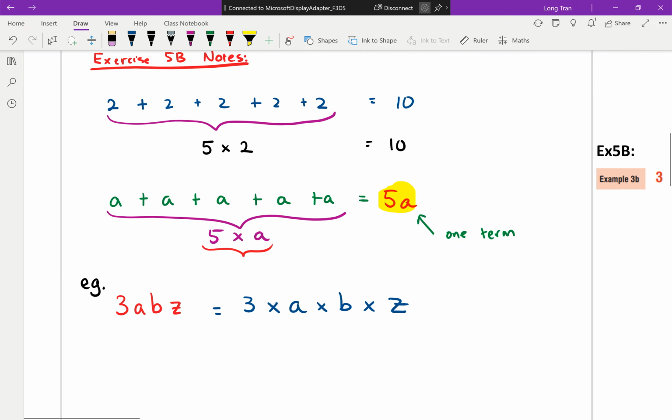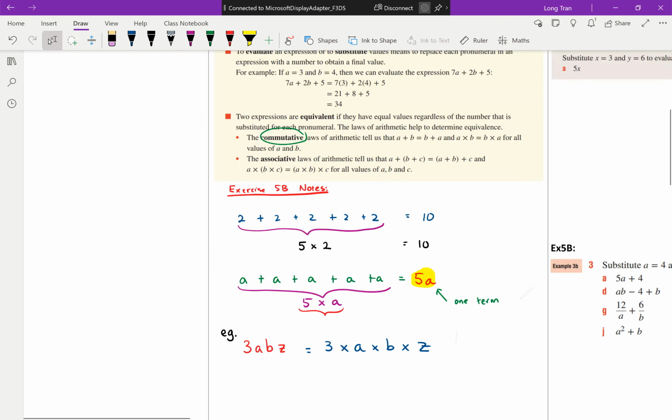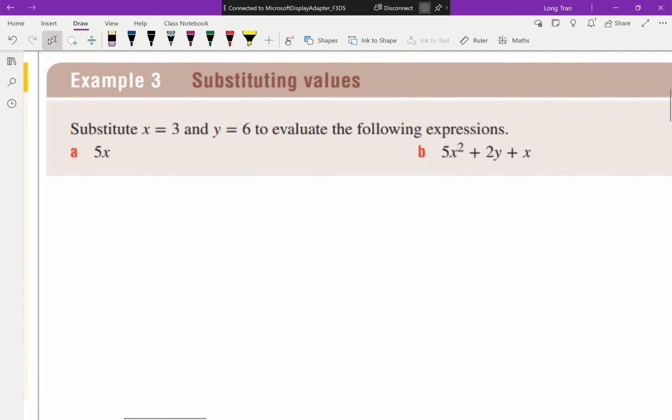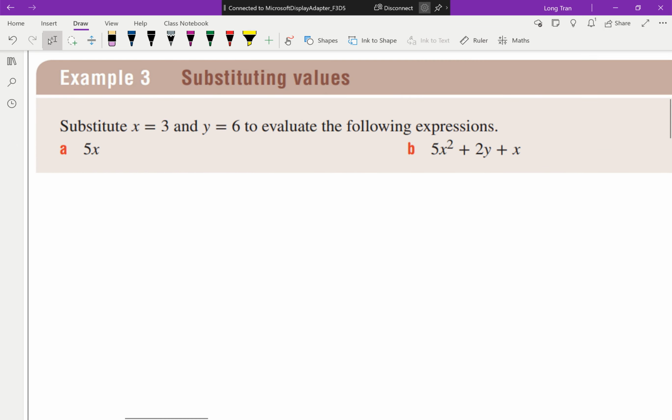Alright team, here we go. 5B. Let's write some examples. So, let's have a look at these 2 expressions here. I want you to copy these expressions down. Example 3. Let's have a look at A. Eyes and ears towards me, actively listening or actively writing. Here we go. Example 3, A. You have 5x. Listening. Eyes and ears towards me.